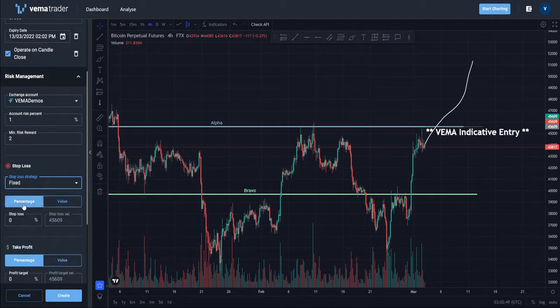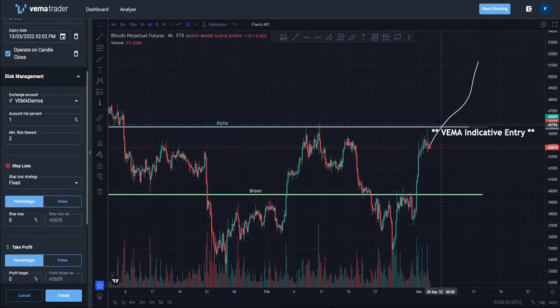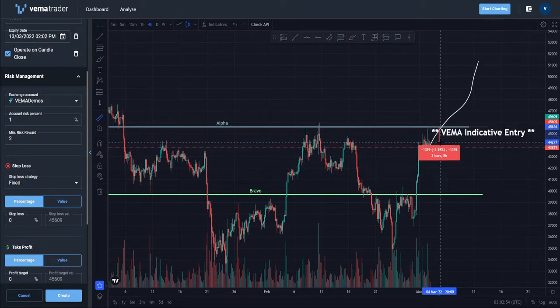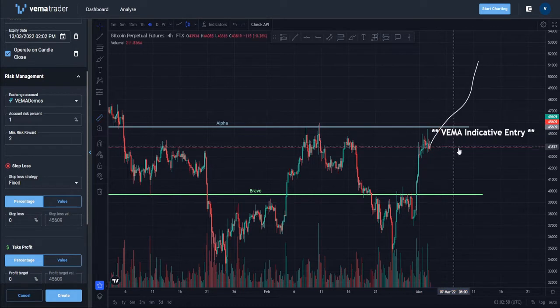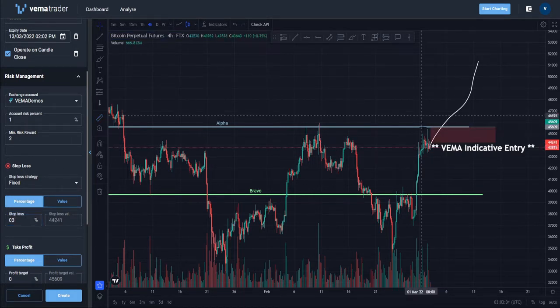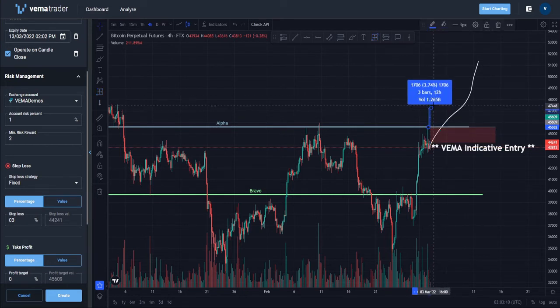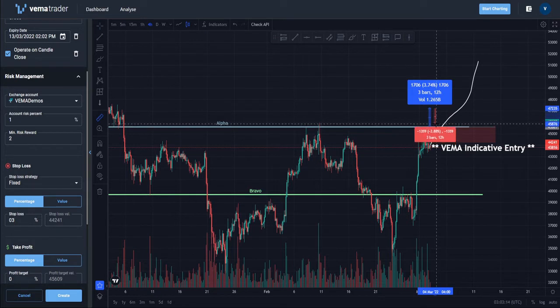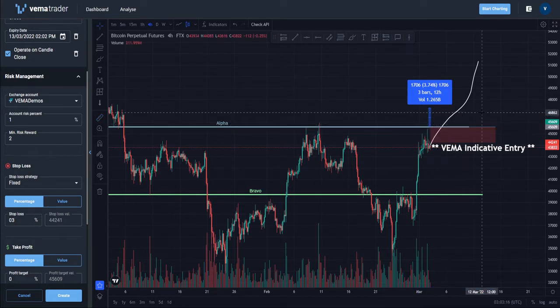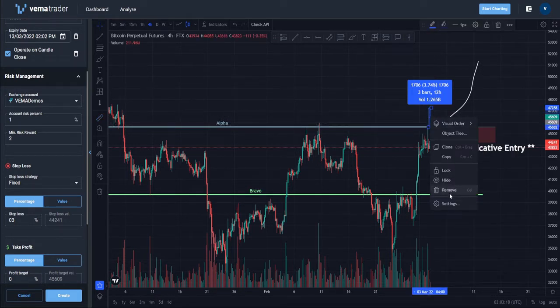My stop loss, I'm going to use a fixed percentage stop loss. So when we get the close above, I want my stop to be 3%. That looks like a decent buffer. I'm going to use a 3% stop. So that means that wherever price closes above, so if it's a huge candle, let's say this is my candle, right? VEMA will just measure 3% from that entry and slap my stop loss there. So my stop loss in that case would be about here. I'm quite happy with that.